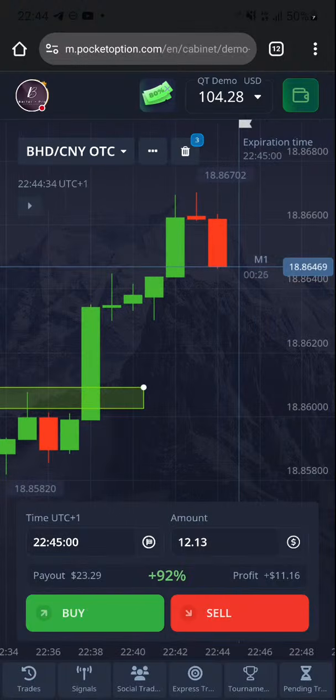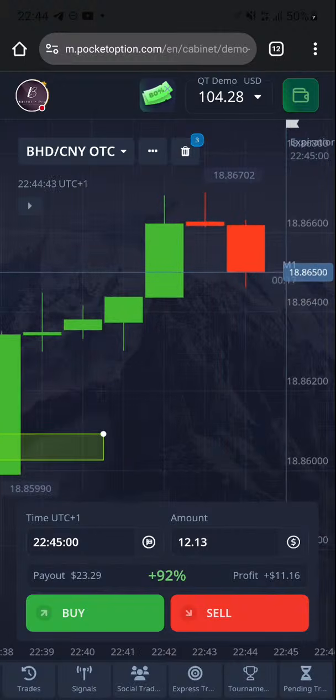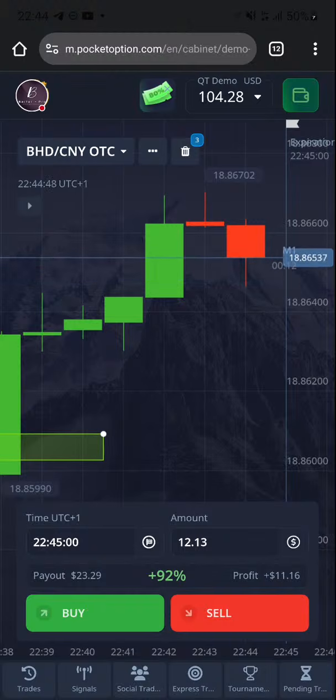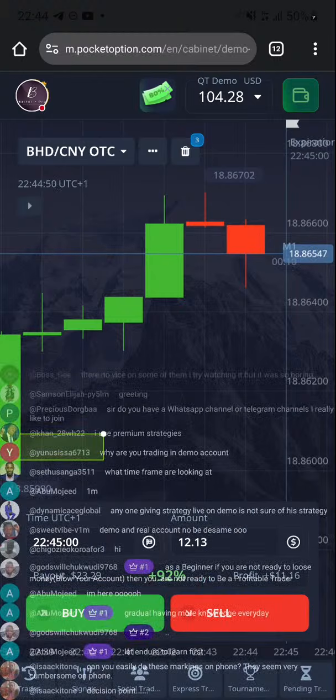Wait, guys, before we continue, we may be able to take this trade if we have a gap down. This evening star pattern, if it comes down and breaks this, or maybe it comes down to this round number, 18.86400.